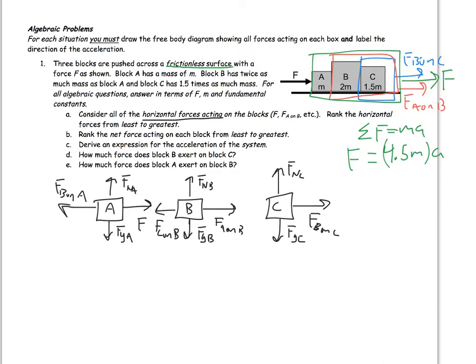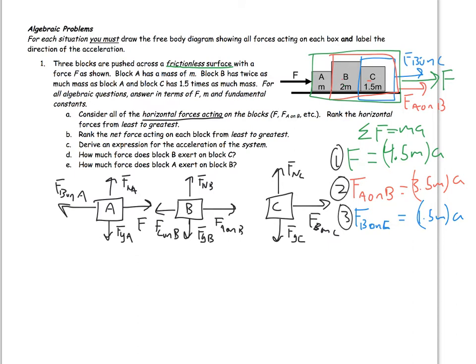If I'm thinking about just B and C, okay, I have the force of A on B, and that's going to be equal to the mass of these two only, so 3.5 M times A. And if I think about just block C, I can say that F of B on C is equal to 1.5 M, just the mass of C, times A. So that means that this is the biggest force, that's the second biggest, and that's the third biggest of those 3 forces. So the smallest force here is going to be F of B on C.